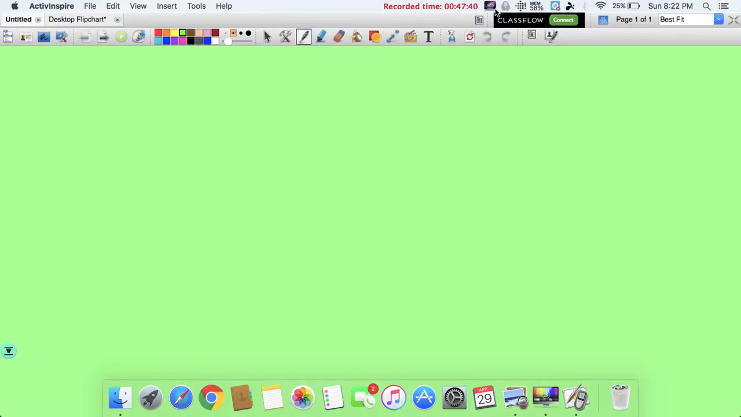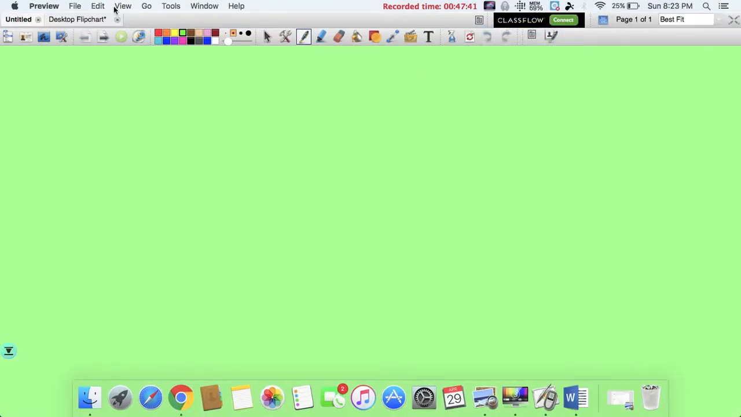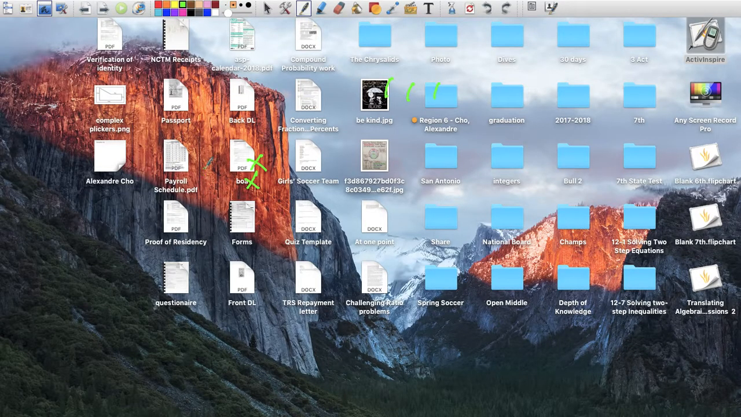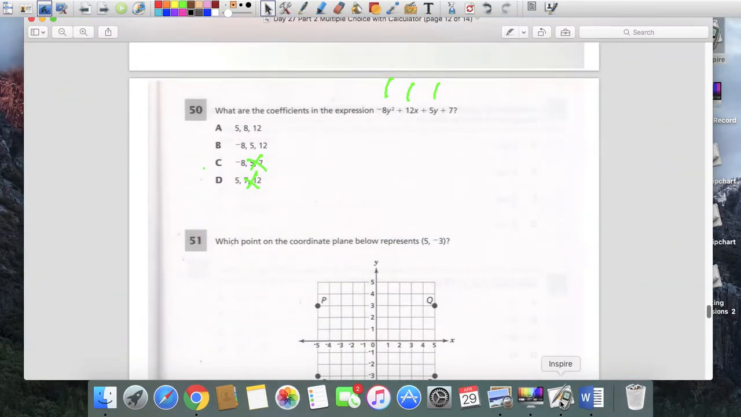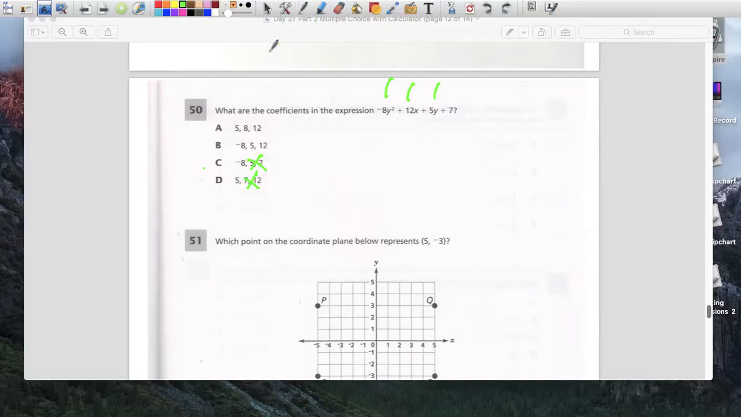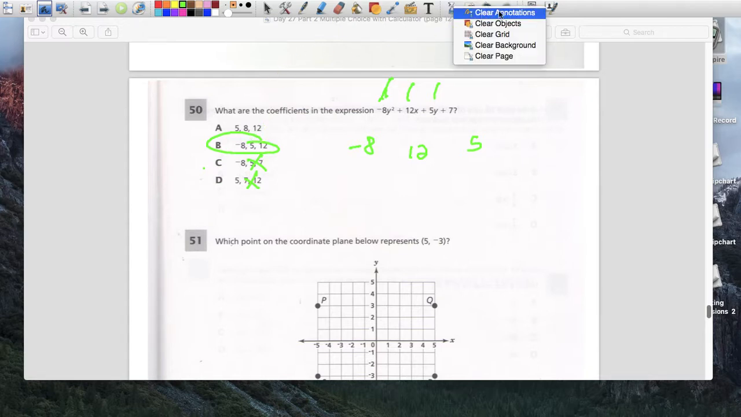Let's stop this for a second. So 50, where is it? Here we go. So the coefficients are negative 8, 12, and 5. So it's negative 8, this is a 12, and that's a 5, and we have our coefficients. The answer is B.